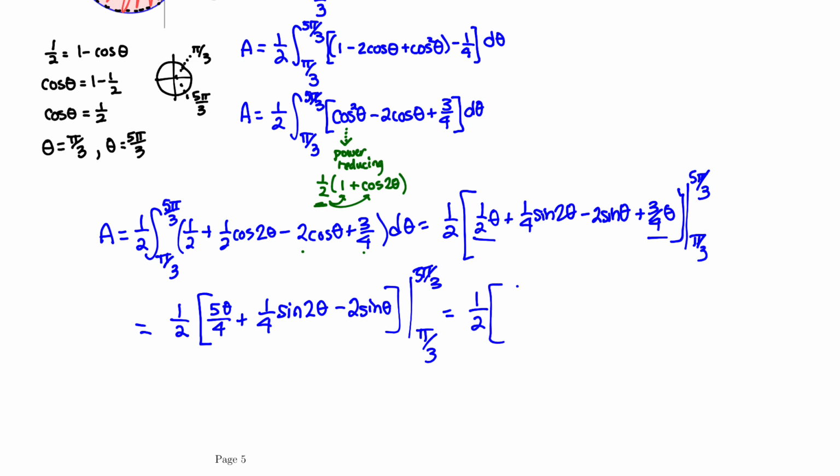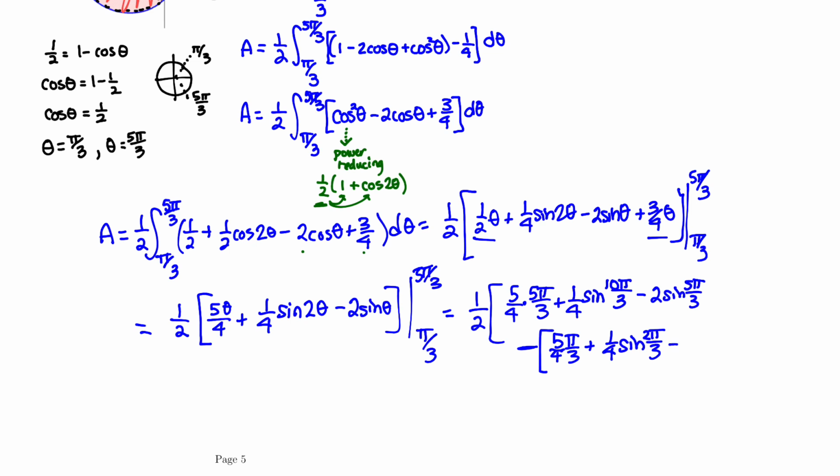One half. 5 over 4 times 5 pi over 3 plus 1/4 sine of 10 pi over 3 minus 2 sine of 5 pi over 3, minus, and then we plug the other one in, 5 over 4 times pi over 3 plus 1 over 4 times the sine of 2 pi over 3 minus 2 sine pi over 3.